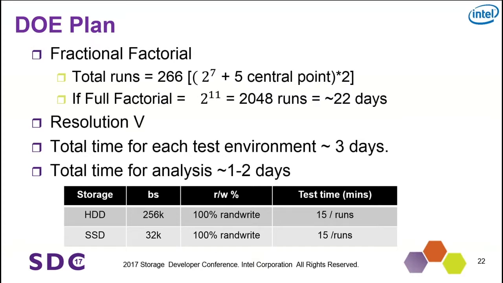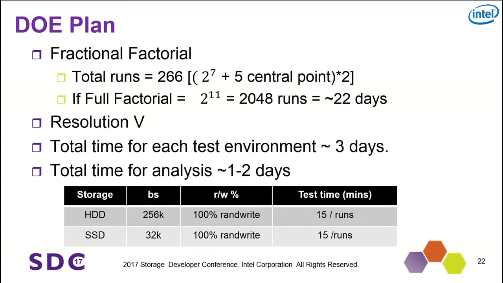So my DOE plan is a fractional factorial. The total is 266 runs, meaning how many tests you run. I'm using fractional, so it's 2 to the power of 11 minus 4. That's why you see there's a 2 to the power of 7. And I put in center points. The center points will tell me if this main effect has a linear relationship to the output, or an exponential or quadratic one.